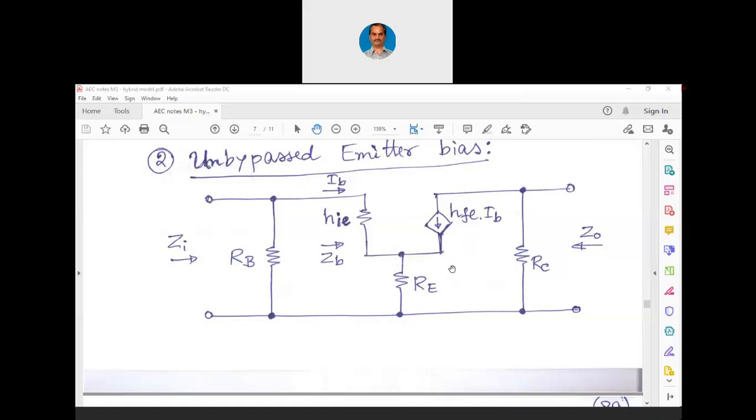In the earlier case, if there was a bypass capacitor, then we could have easily written that Zi is RB parallel with HIE. And we would have written Z0 as RC parallel with 1 over HOE. That 1 over HOE is not shown here. You will have to visualize that. But because of this additional RE, there is a slight complication here. So let us see now how to compute the input impedance and output impedance and voltage gain for this particular network.